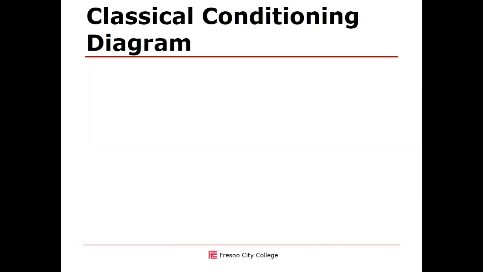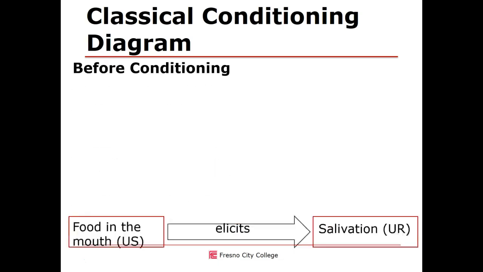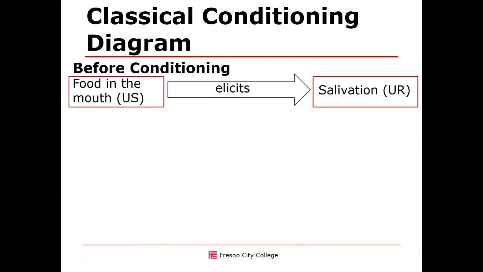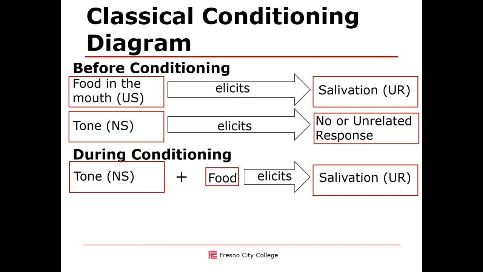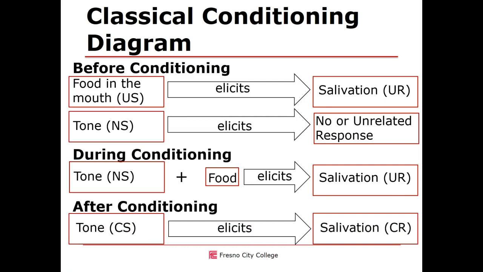By plugging in Pavlov's dog example, you have a model that can be used as an analogy to apply to future examples of classically conditioned responses. Before conditioning, food in the mouth elicits salivation, and the tone all by itself does not elicit salivation. During conditioning, the tone is paired with the food because the food elicits salivation. After conditioning, the tone all by itself elicits salivation.